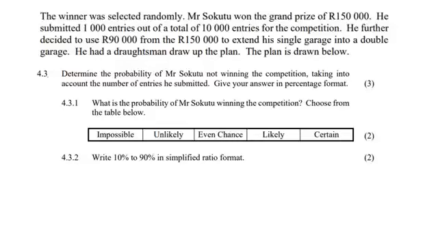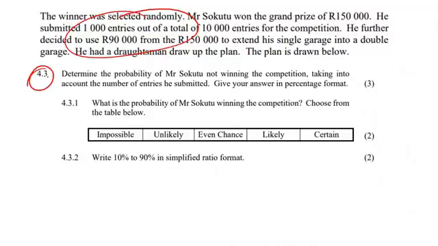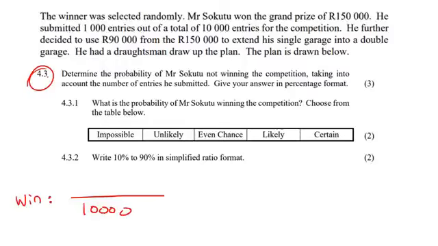Okay, and then there's a last part over here. Remember we still got the introduction statement over there. Determine the probability of Mr. Sokoto not winning the competition, taking into account the number of entries he submitted. Give your answer in percentage format. Okay, so we know that there was 10,000 entries. Okay, so let's quickly see. If this guy wanted to win, and then over here I'll show you what to do to not win.